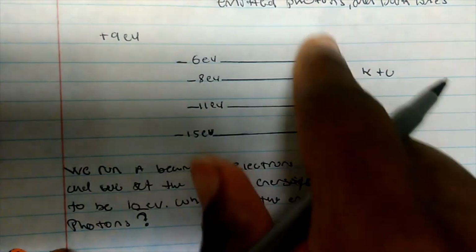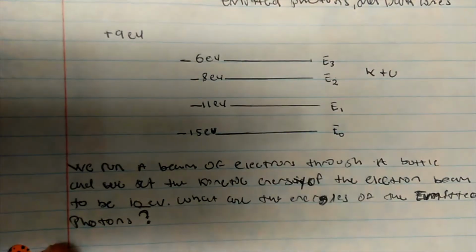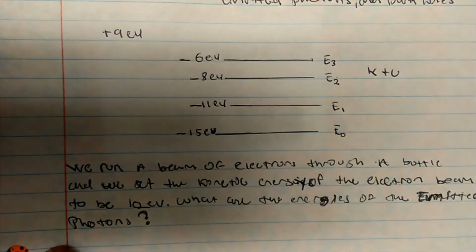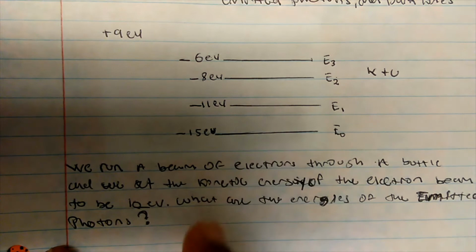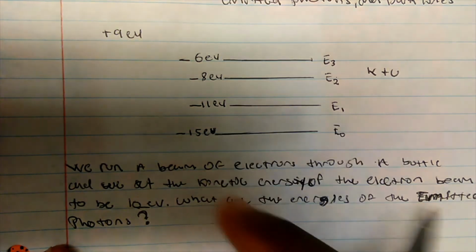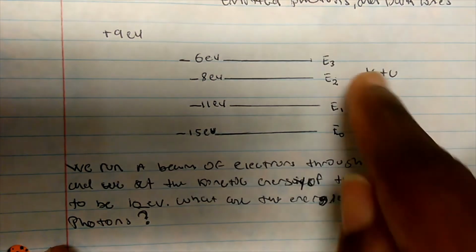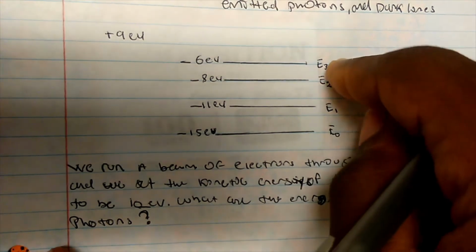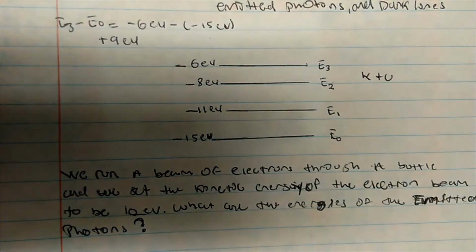Because remember, anytime we want to find the emission, it's always the highest energy level minus the lowest energy level. So in this case, it would be E3 minus E naught, which is negative 6 eV minus negative 15 eV, and so that's why we get 9. I just wanted to point it out.